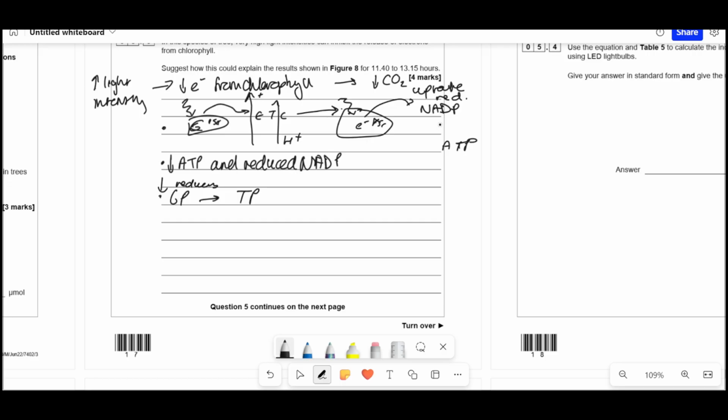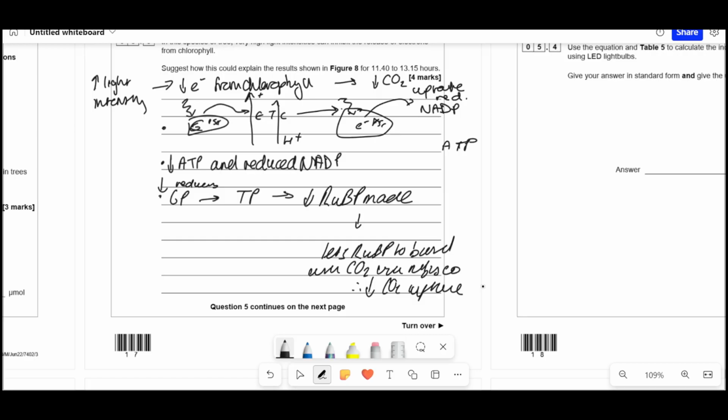You need to explain why it leads to less CO2 uptake. If you've got less TP, then what does TP do? It either goes into useful organic compounds or remakes RuBP. So you're going to have less RuBP made. That still doesn't explain why CO2 drops. Well, if there's less RuBP made, there's less RuBP to bind with CO2 via Rubisco. So therefore, the CO2 uptake decreases. And that's how you do it.